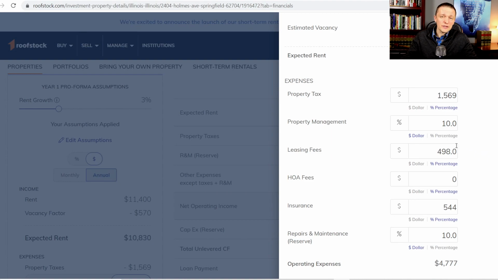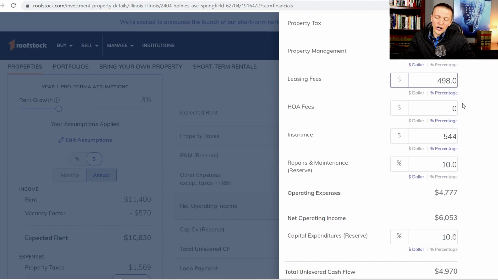And it's possible also that there may be multiple years that the tenant your property manager finds for you stays in your property, so that there aren't additional expenses incurred in terms of re-up fees and lease-up fees. So maybe $500, $498 is reasonable. So I'm just going to go ahead and leave that in here as our assumption.